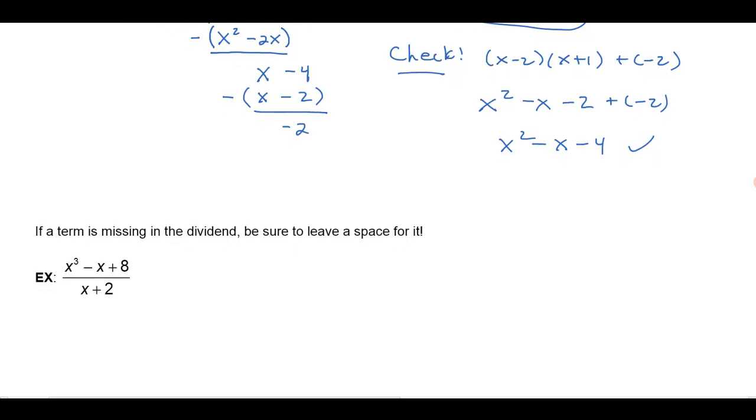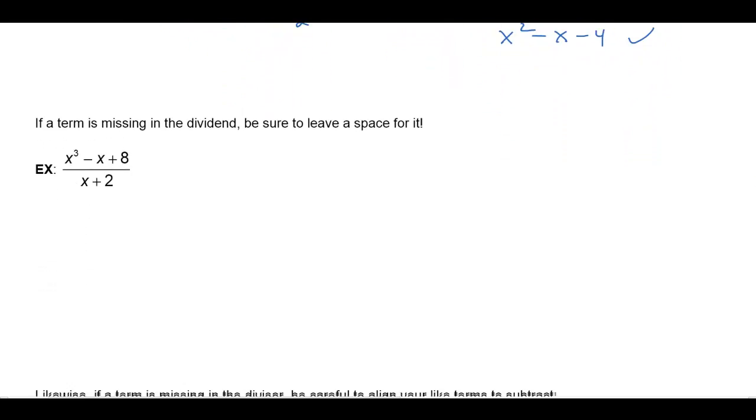Alright. Now, let me do another example here. This is an example where there's a term missing. Notice that in the dividend there's no squared term. So when I divide this one, I want to be sure and leave an extra space after x cubed, and if you want, you could put in here plus 0x squared. Or you may just leave it blank.